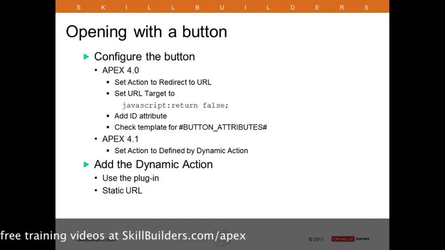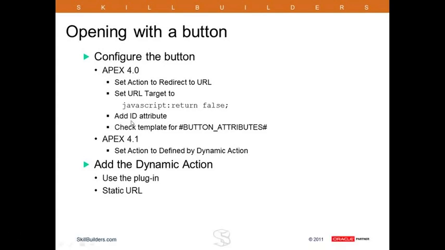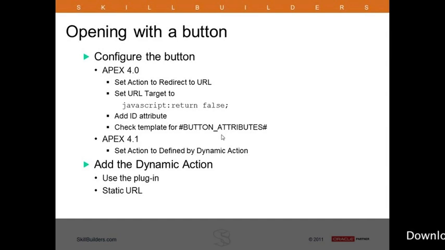So what you do, you go into the button, you set the action to redirect to URL, and then set the URL as you see here. We put in a little JavaScript snippet, return false. And return false just basically disables the button in a sense. Additionally, we add this ID attribute, and then you have to make sure that your button template includes this particular substitution string. We'll see why in just a moment. Once you get the button configured, you can then add the dynamic action to the page. Of course, we'll be using the plugin we just installed, and the URL will be static.